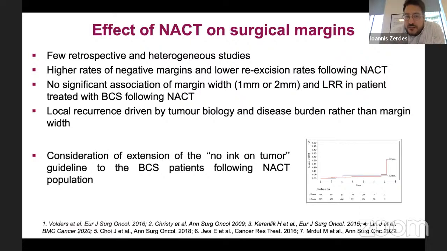As a result, the local recurrence can be driven by tumor biology and disease burden rather than margin width. And with the setback that few retrospective and heterogeneous studies have been reported, one could consider the extension of no ink on tumor indication guideline even in this population of patients treated with neoadjuvant chemotherapy.